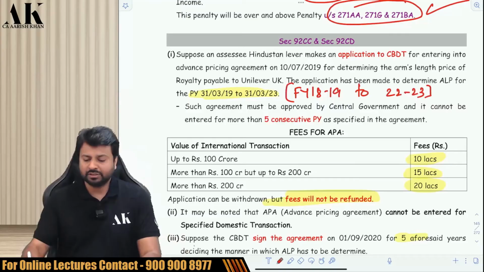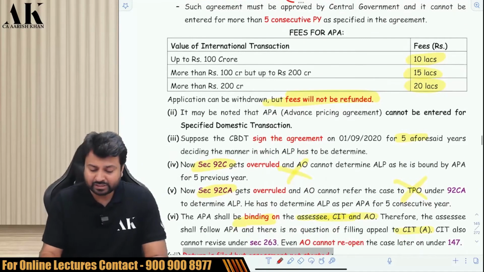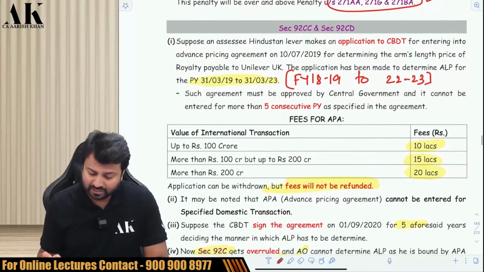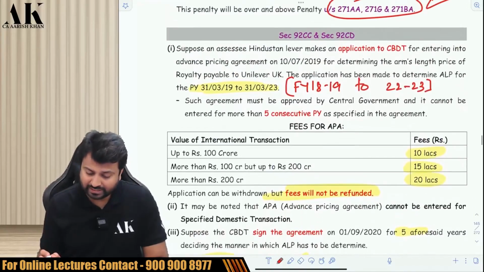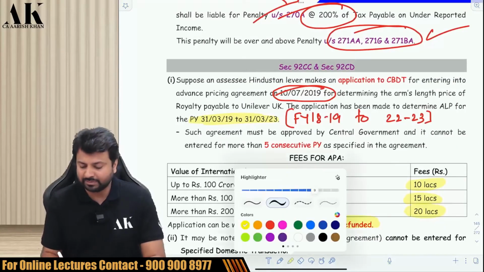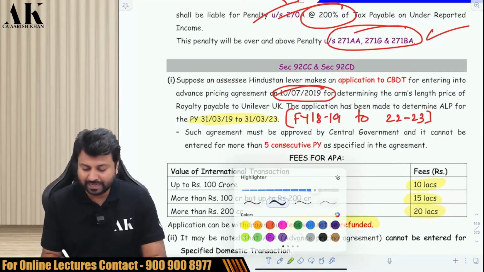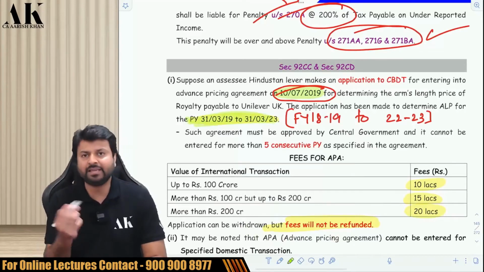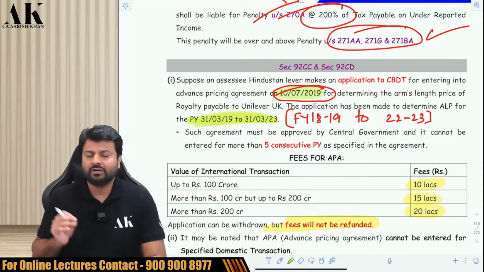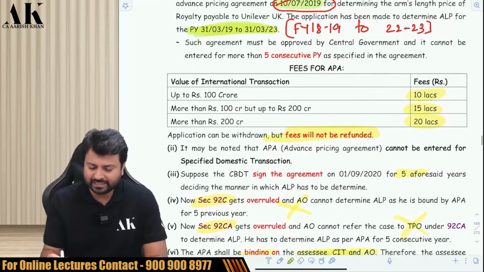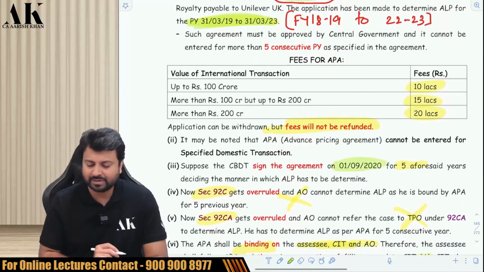Okay, now suppose for example the SSC has made an application. Suppose, pay attention, pay absolute attention. Suppose the SSC has made an application to the CBDT in the month of July 2019. Now you have to pay absolute attention because this is the tricky part. Now suppose you have made an application to CBDT in July 2019, for these 5 years, for the purpose of advance pricing agreement. Now CBDT is there in its own mode only. Now they are signing the agreement after a year almost, on 1st September 2020.